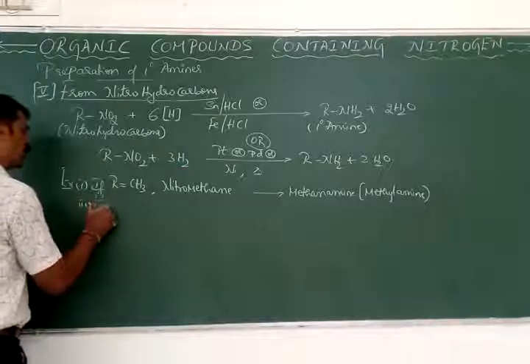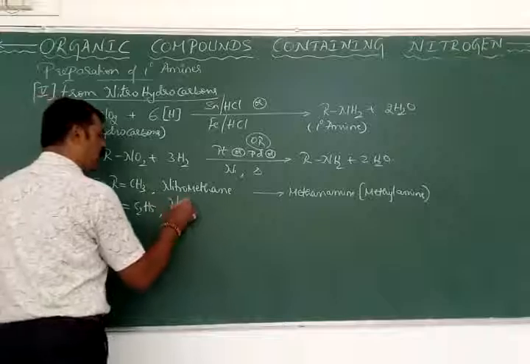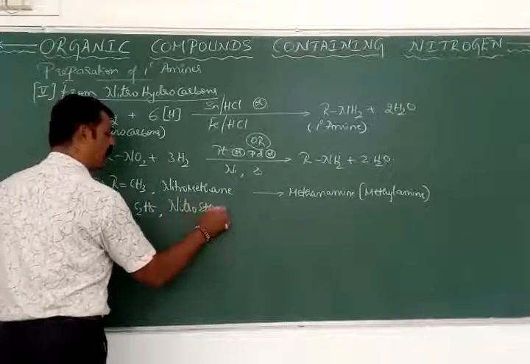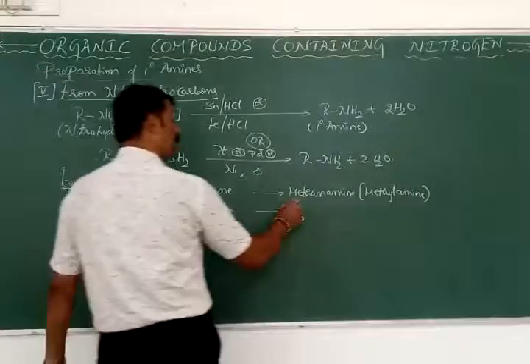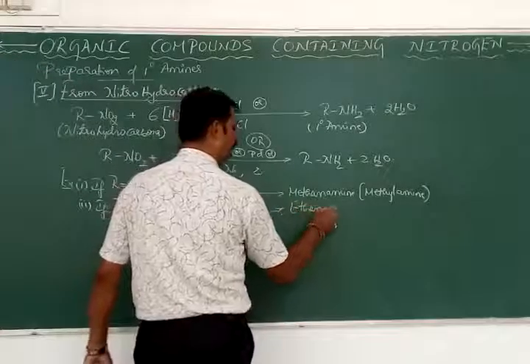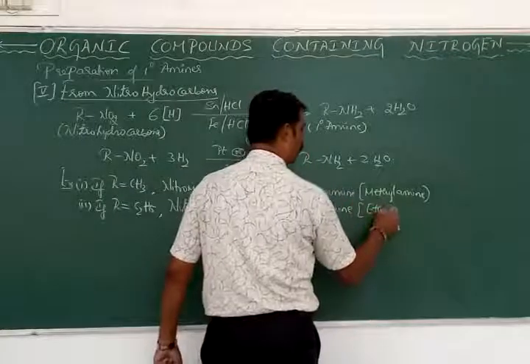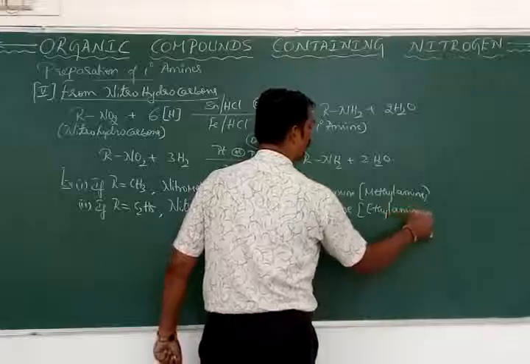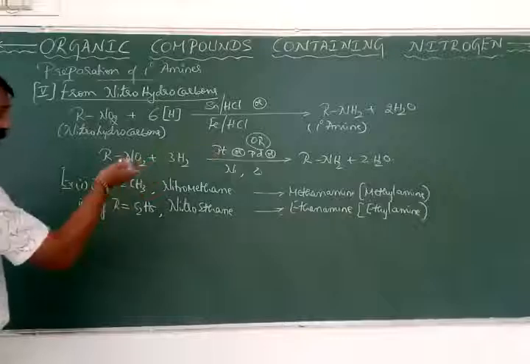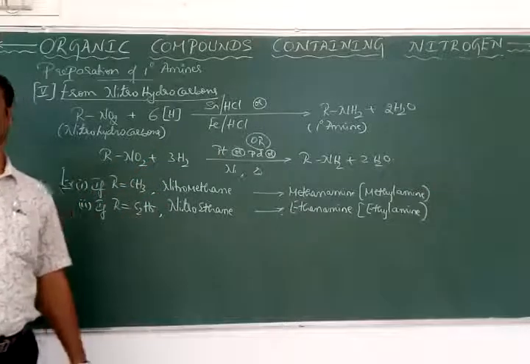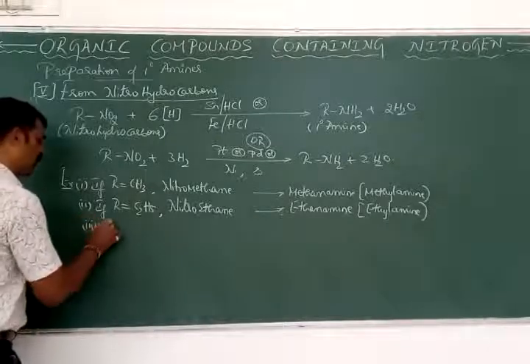Suppose if R is equal to C2H5, what it becomes? Nitroethane is the reactant. Nitroethane or ethyl nitrite also. Okay? The product is, R is equal to C2H5 means it is called ethanamine, and the common name for that one is ethylamine. Ethanamine or ethylamine is prepared by the reduction of nitroethane using tin in presence of HCl or iron in presence of HCl.